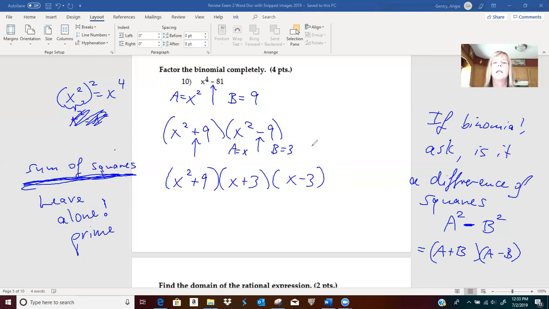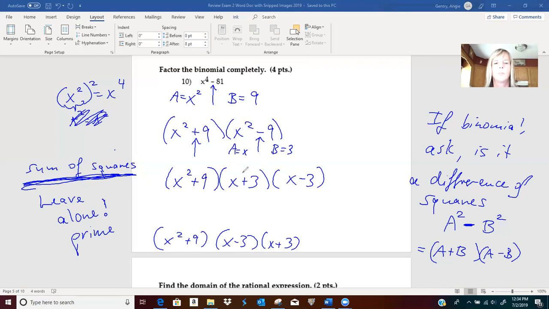And if you do it any other way, it won't check. The order can be different. You know, if you want to do x squared plus 9, x minus 3, x plus 3, it'll still check. That's not a problem. But some people take that x squared plus 9 and take it apart. It will not check back into the original. I hope that makes sense.